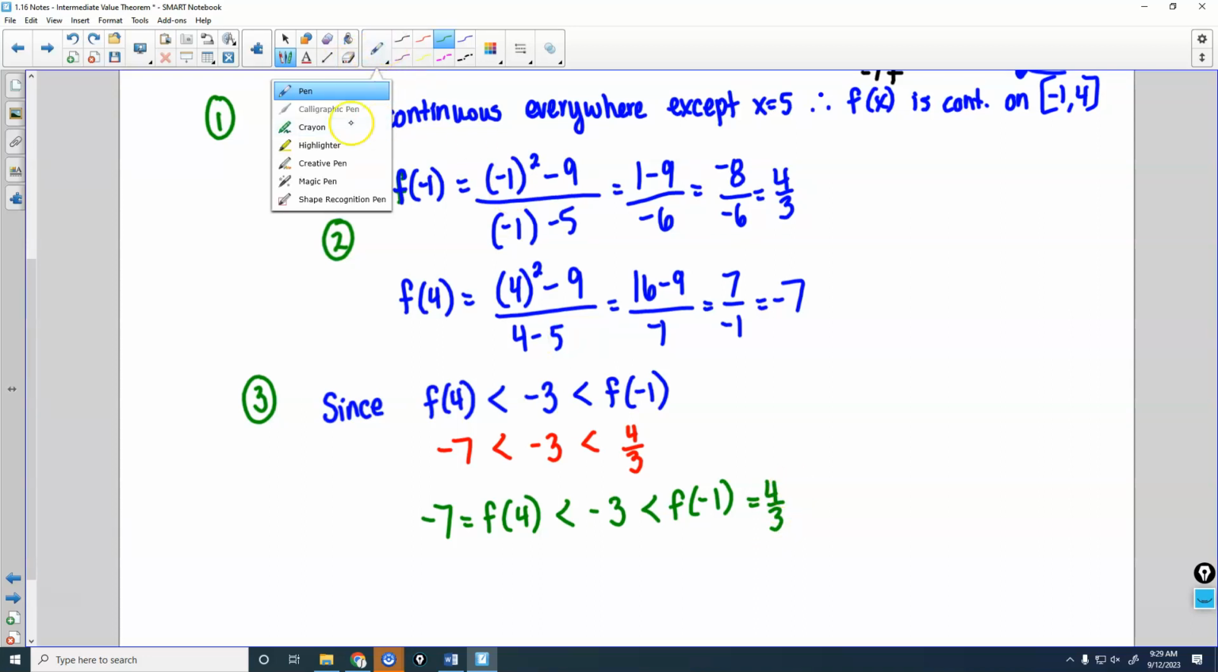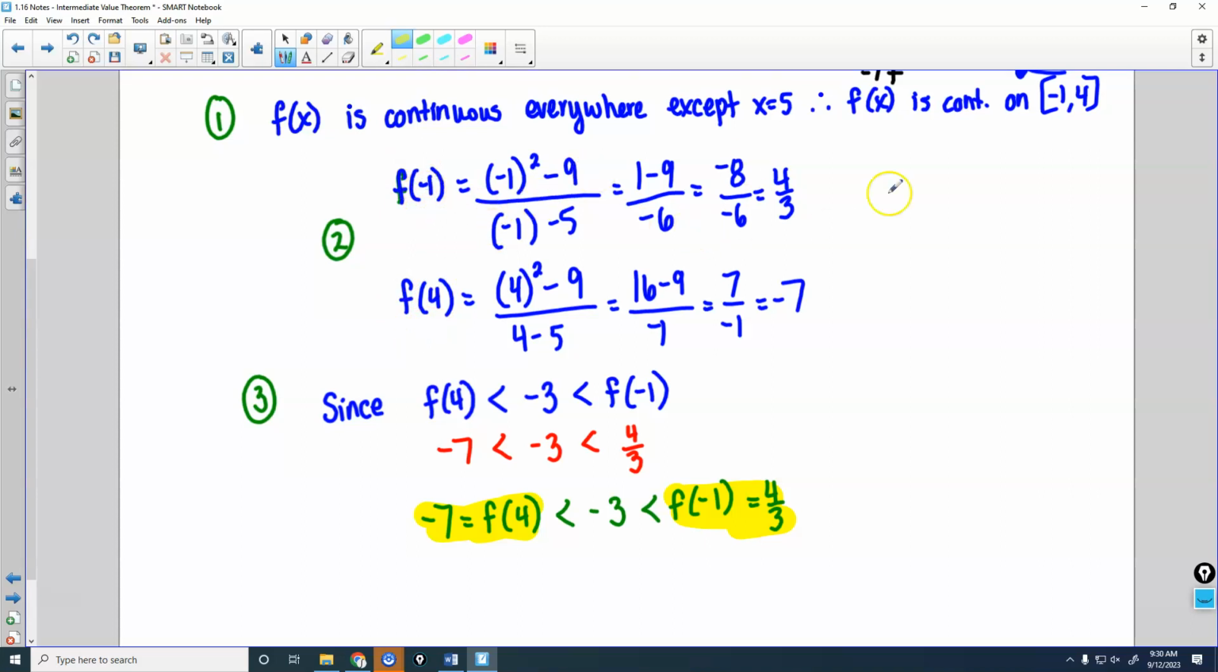But what it does is it puts that value included here. It kind of combines those two things because f of -1 does equal 4/3. So some students like to write it that way. Any three of these are perfectly valid options as long as you have clearly labeled that this is f of -1 and this is f of 4.